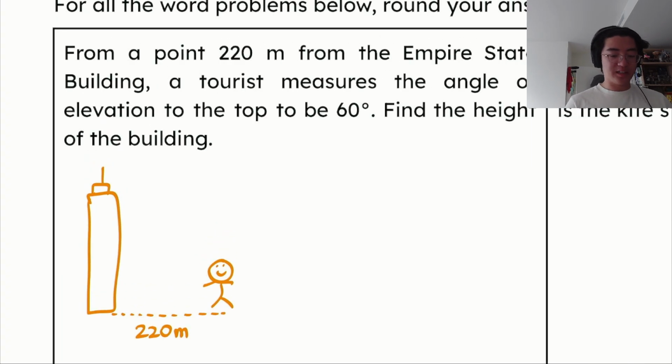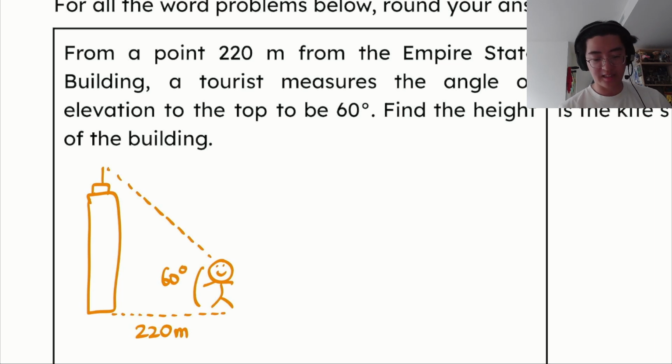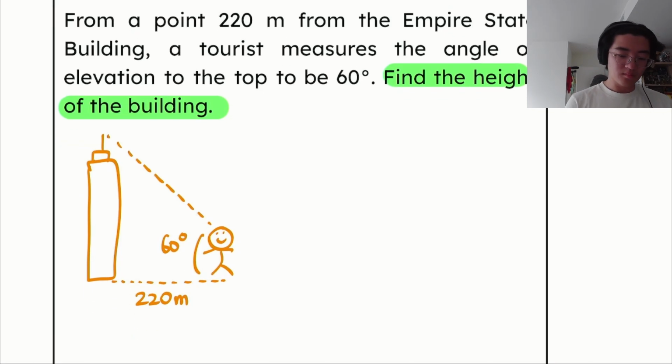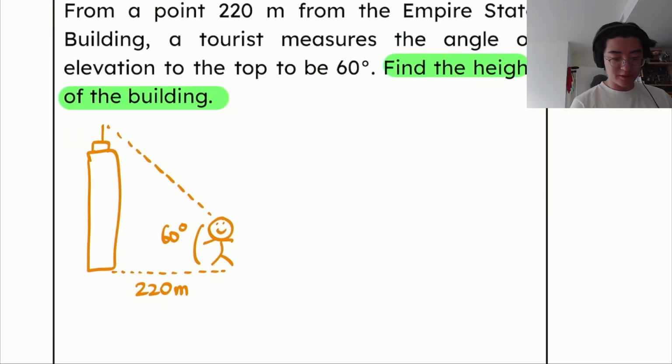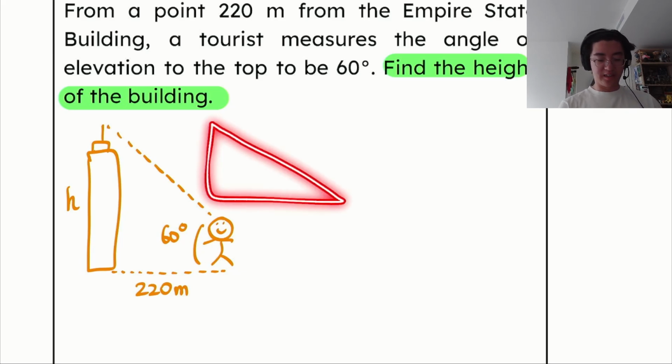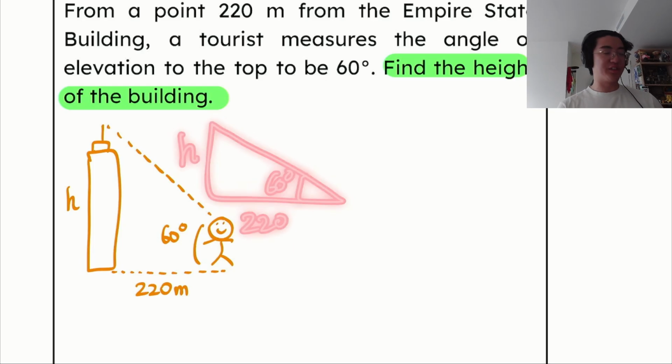The angle of elevation measures to be 60 degrees, right? So from the ground to the top of the Empire State Building, this angle here is 60 degrees. And the question is asking us to find the height of the building, which means we're just trying to find h here. As you can see, this is just a triangle: 60 degrees, 220 down here, and a missing side length of h.